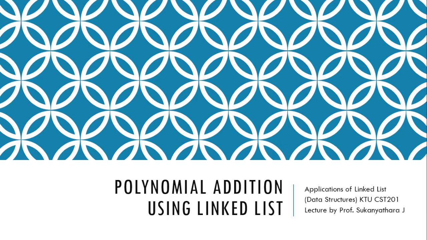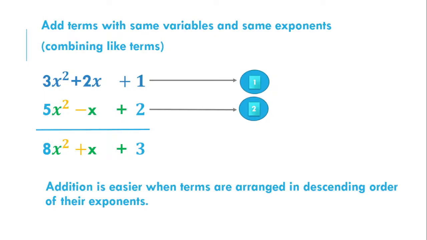Welcome to all. In this lecture, we will learn how to add two polynomials which are represented using a linked list. In the previous lecture, we have learned how to represent a polynomial using linked list. Adding the terms of a polynomial means that we are comparing the terms of the polynomial and we are combining the like terms. Take one example.